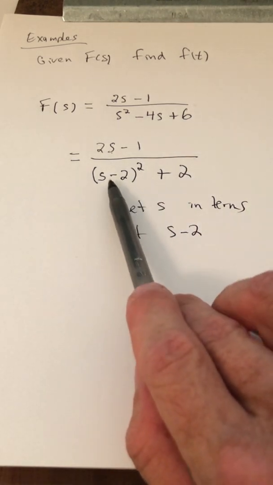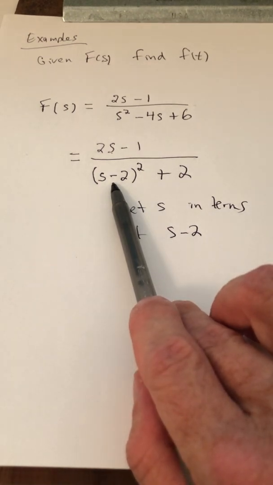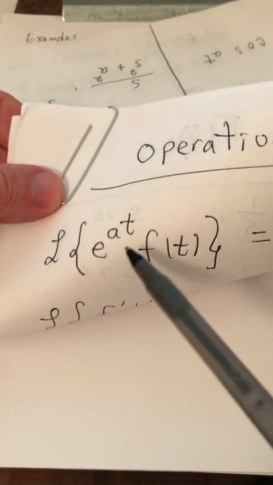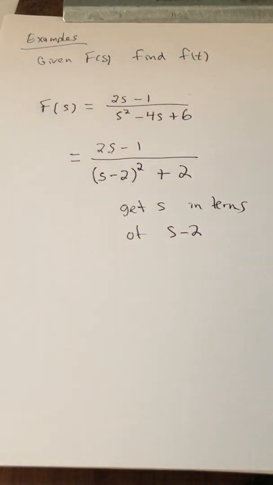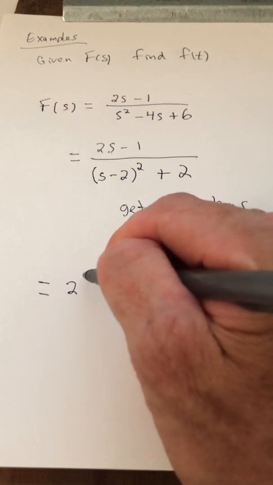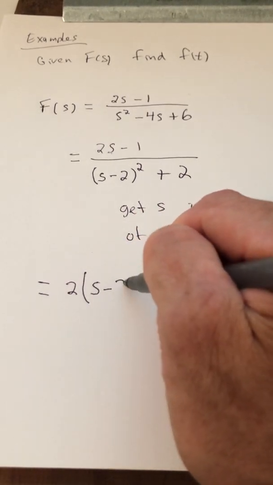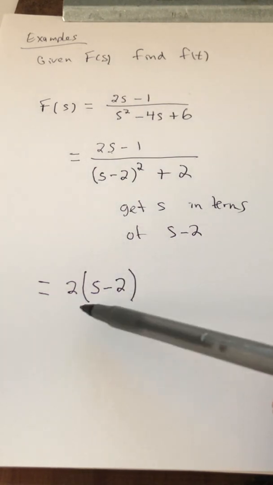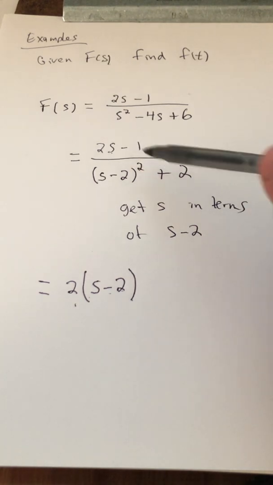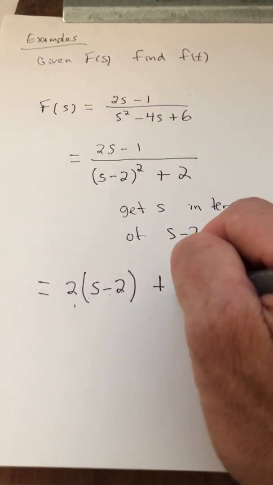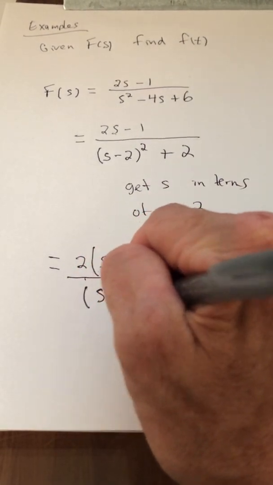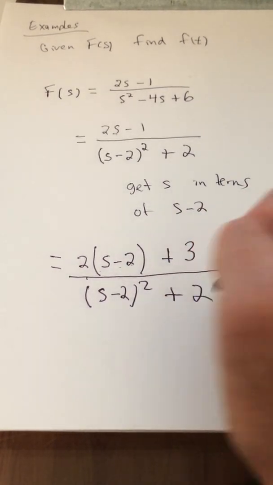Okay, realize that in place of s, we have s minus 2. So what we're going to have is this property right here that we're going to make use of. So we have 2 times s minus 2. So that gives me 2s minus 4. Originally we had a minus 1, so this is going to be a plus 3 over s minus 2 squared plus 2.